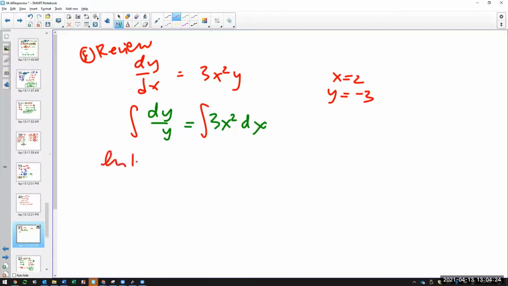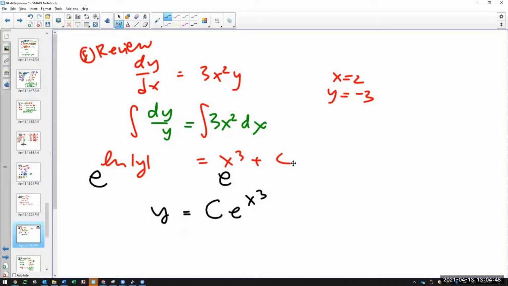ln of y plus c is equal to x cubed plus c, but I only need c on one side. Do I need to exponentiate for this problem? Yes, so I'm going to exponentiate, which just means put a big e. When you log a tree, the cat falls out. So y falls out. On this side, you can say c e to the x to the third. And this c is different from this c, so I'll call that c1. I'm going to box this in because this is your answer.